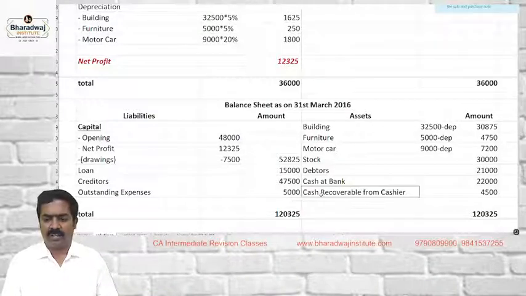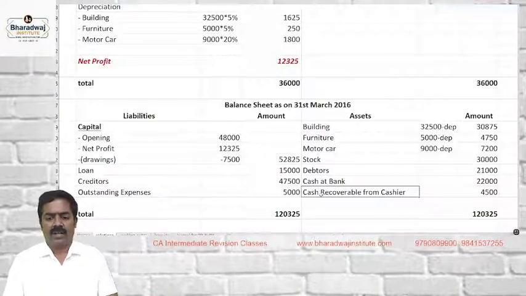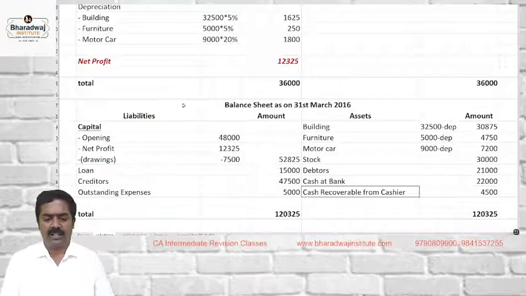Cash recovered from the cashier. Okay, I'll explain the sale and purchase note again. Wait, let them copy. I'll explain that sale and purchase note.